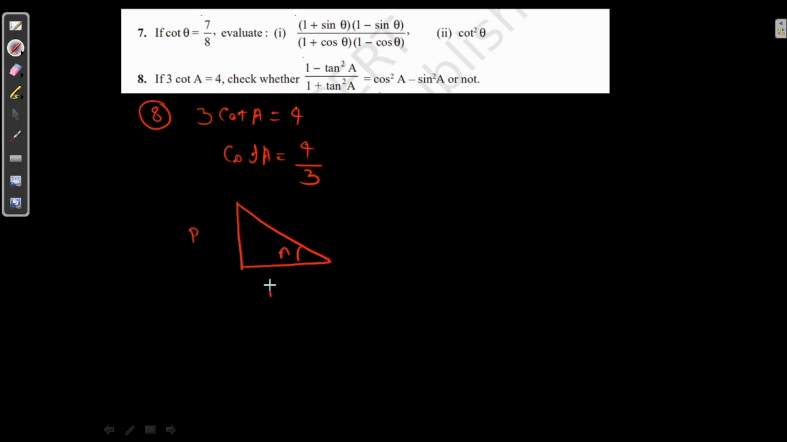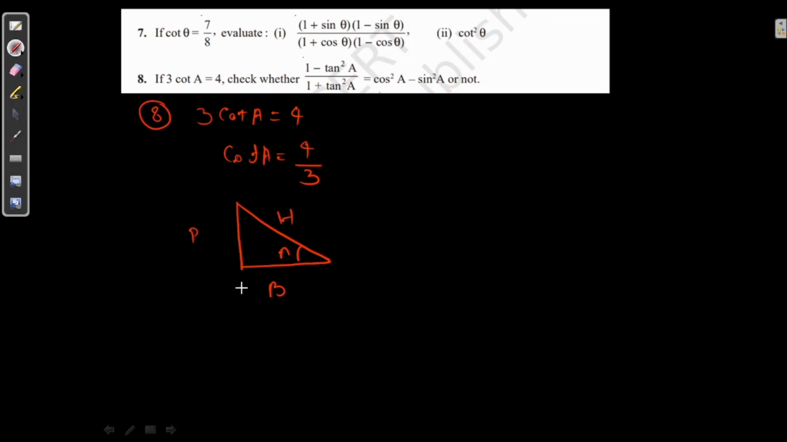So look at question number 8. They are saying 3 cot A is equal to 4. Meaning the value of cot A is 4 by 3. Simple. I will draw a right angle triangle. I am saying this angle is A. This is the perpendicular, this is the base for it, and this is the hypotenuse.